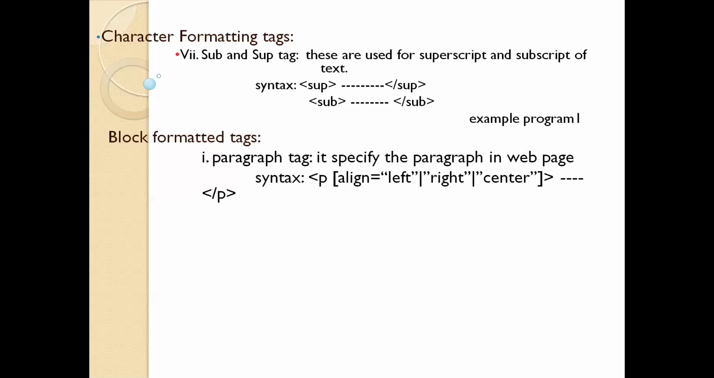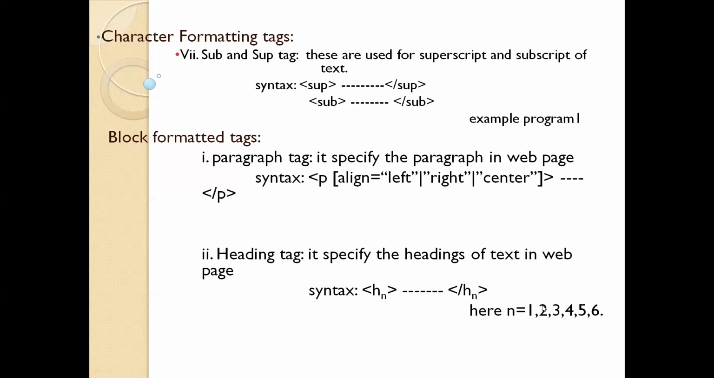Next one. Coming to the next one, the heading tag. The heading tag specifies the headings of a text in the web page. As I said earlier, there are 6 types of headings. So the following represents the syntax of headings. Hn. You can observe that the n is represented somewhat at the bottom of H. So that is called subscript.